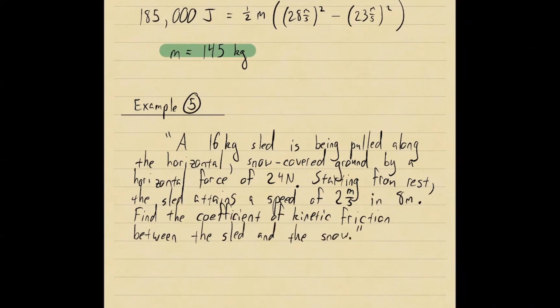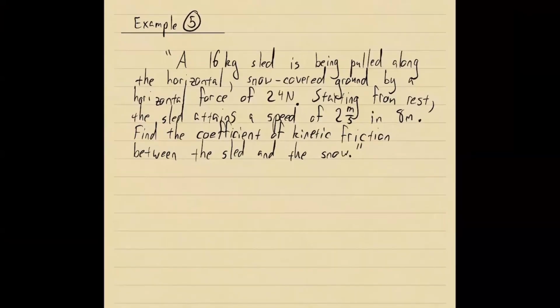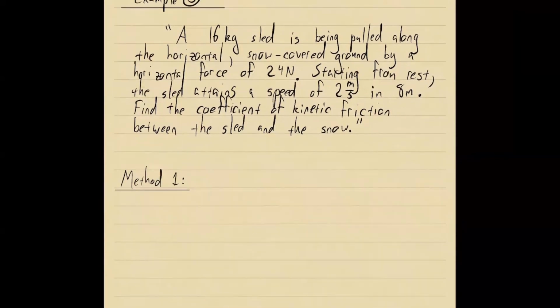Okay. So we're going to solve this problem in 2 ways. The first way, we're going to call method 1. All right, so in method 1, we're going to draw our free body diagram of our box. So here's the ground. Here's our box.